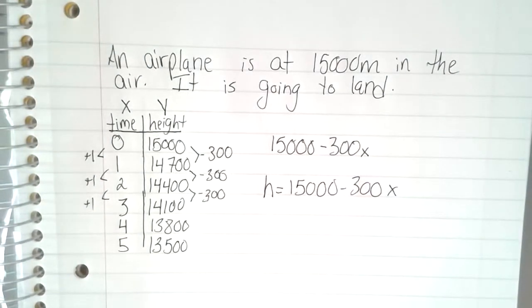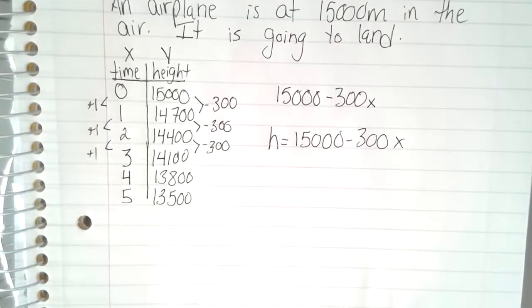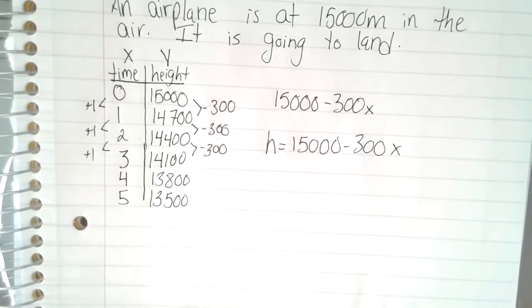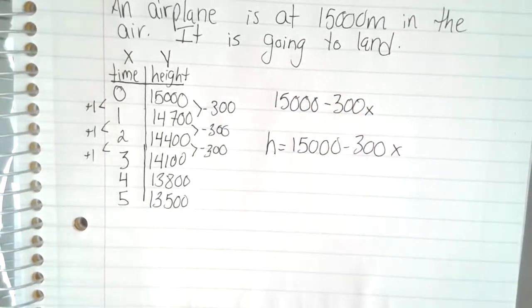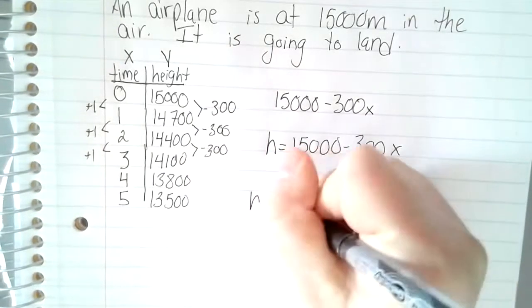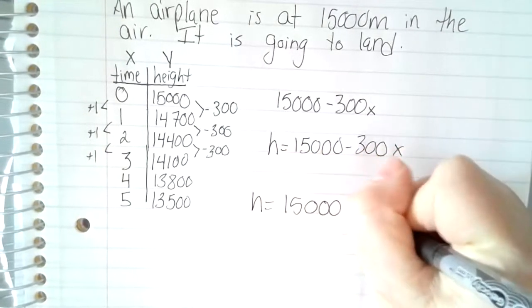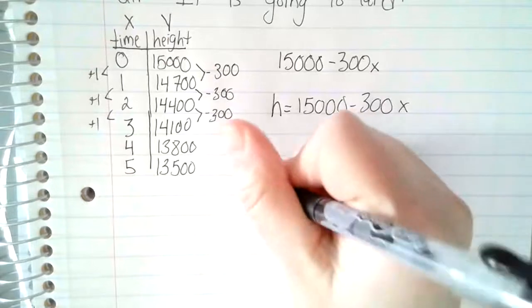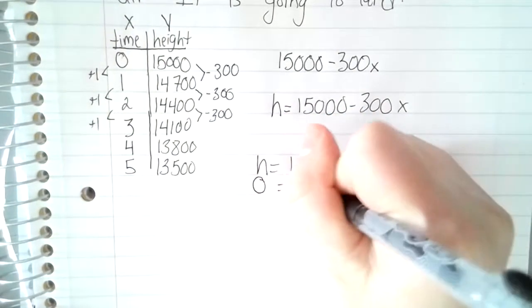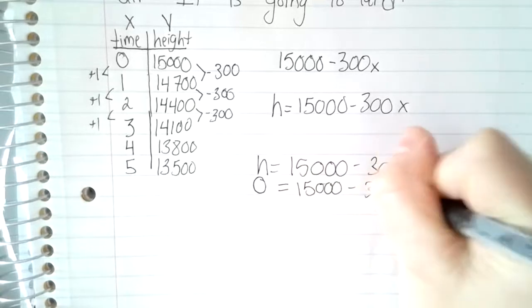At this point in time, you could be asked to do a bunch of different things here. You could be asked, how high is it going to be after 15 minutes? Or how long is it going to take to land the plane? If you were asked how long it's going to take the plane to land, you need to be aware of the fact that when the plane has landed, the height of the plane is 0, which means that the value in this column is going to be 0 whenever that happens. So I can take my equation and put 0 in as my value for h, or whatever variable you put in here. So that is 0 is equal to 15,000 subtract 300x.